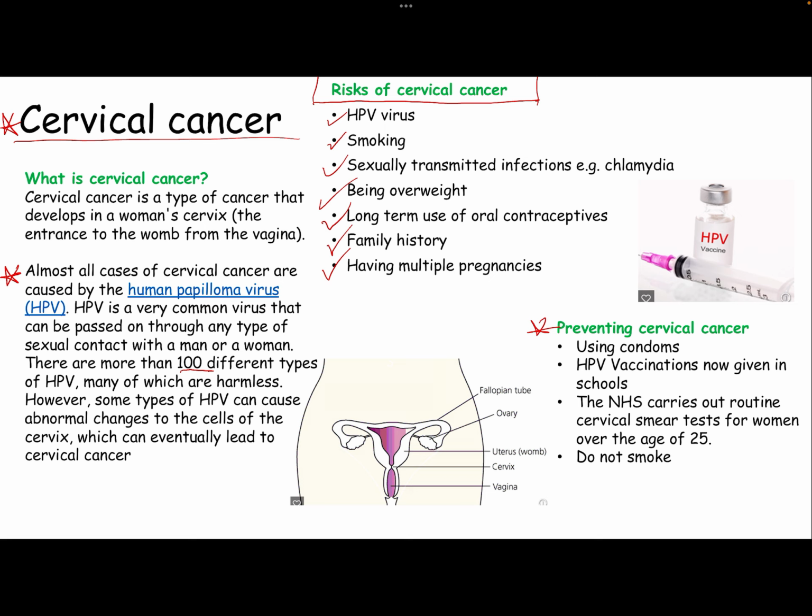And of course, the final one is do not smoke. So you can see that smoking has a significant negative impact on the body, and it's best to not start in the first place.